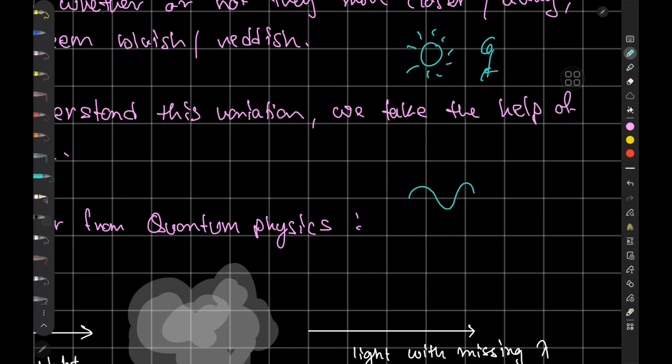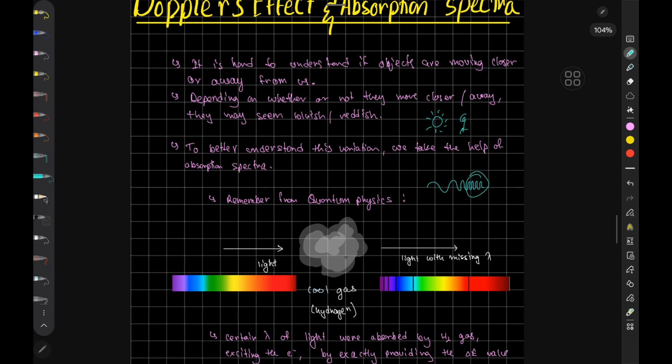This is the wavelength, and this is what happens when the light emitting source is now closer to us, and the wavelengths get squished together, right? And obviously if it's moving away, then it's the opposite thing. It becomes longer, the wavelength becomes longer.